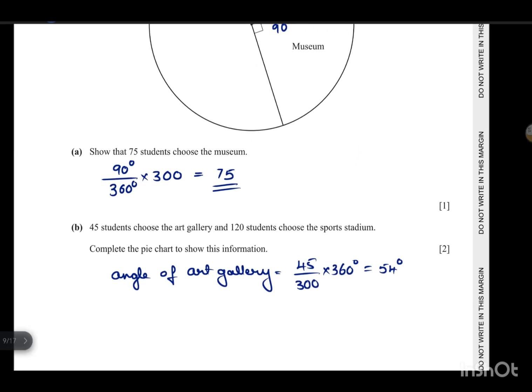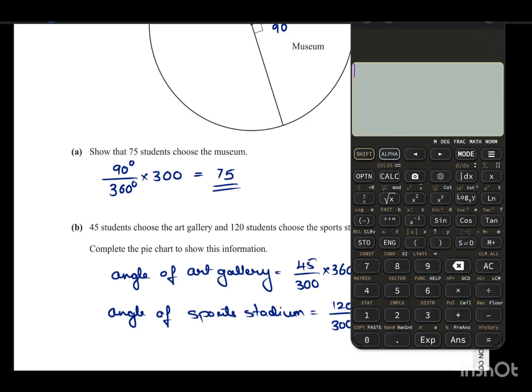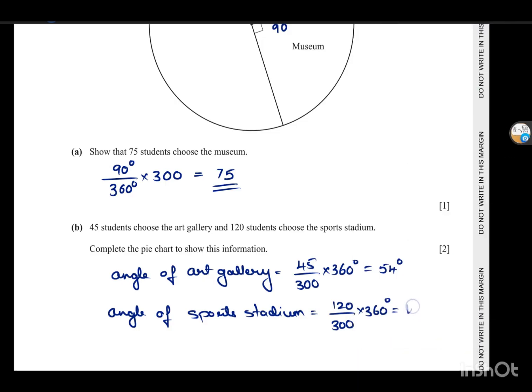Now the angle for sports stadium. That is 120 students out of 300 into 360. 144 degrees is the angle for the sports stadium.